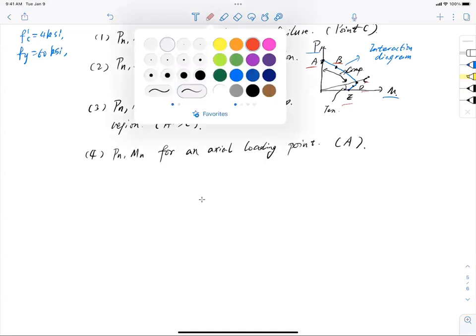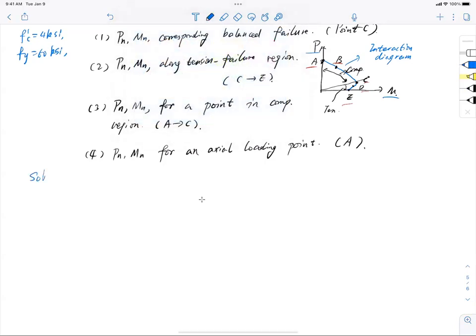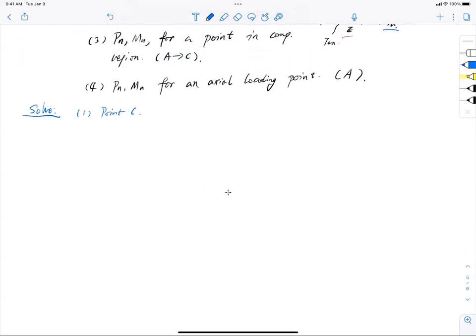All these points, and then we can get this envelope or interaction diagram. So to solve this problem, starting from the first one, we are trying to find out point C here, which is a balanced failure. Starting from the strain diagram always. So this is balanced failure, and I'm going to start from the strain diagram.